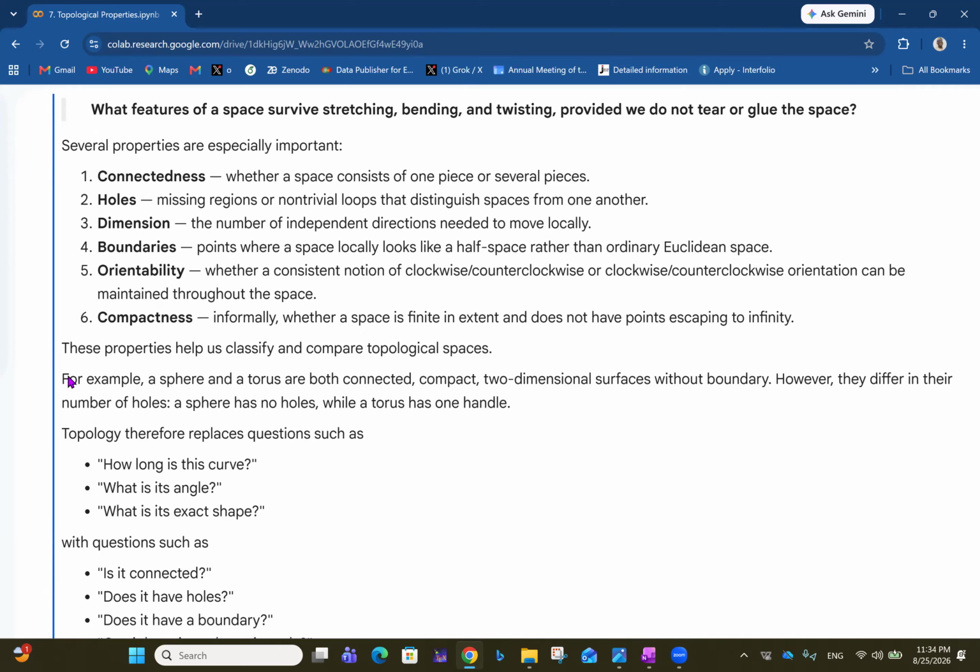For example, a sphere and a torus are both connected, compact, two-dimensional surfaces without boundary. So a sphere, a torus, they are connected, they are compact, they are two-dimensional surfaces, and they don't have boundary. However, they differ in their number of holes. So a sphere has no holes, while a torus has one handle.